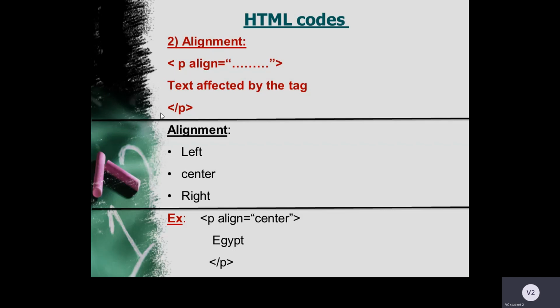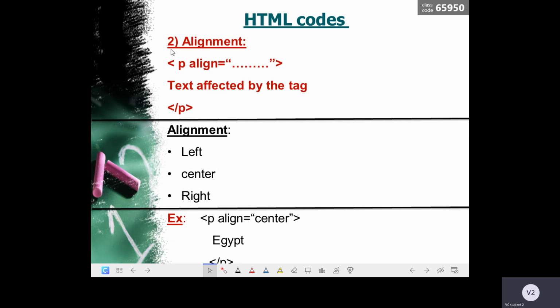The second tag here is the alignment tag. What does this mean? It means the orientation of your text inside the web page. And to determine whether your text will appear on the left side of your web page or in the center or on the right side, you have to use this tag as follows.